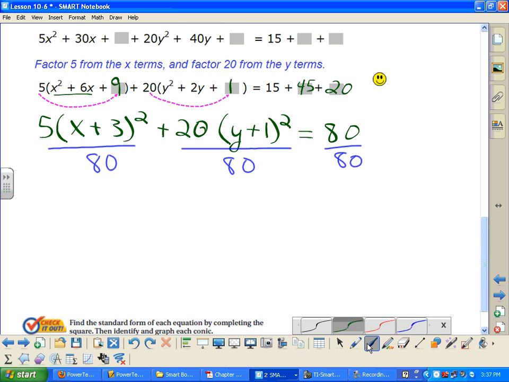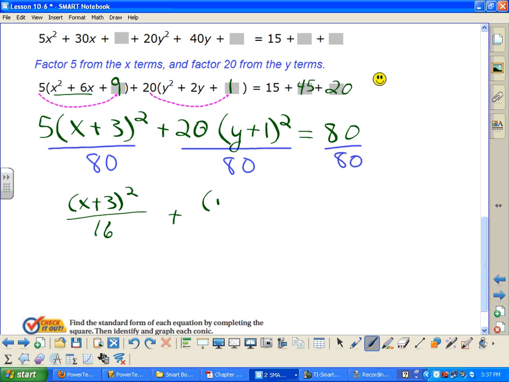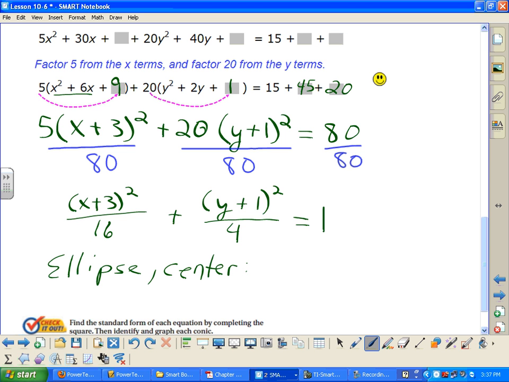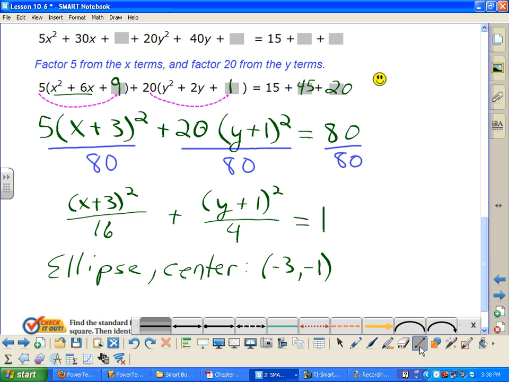So we have the quantity x plus 3 squared over 16, because 80 divided by 5 is 16, plus the quantity y plus 1 squared over 4, because 80 divided by 20 is 4, is equal to 1. So now we have an ellipse that is centered at -3, -1. And if we graph this one, let's go ahead and make a graph of this.